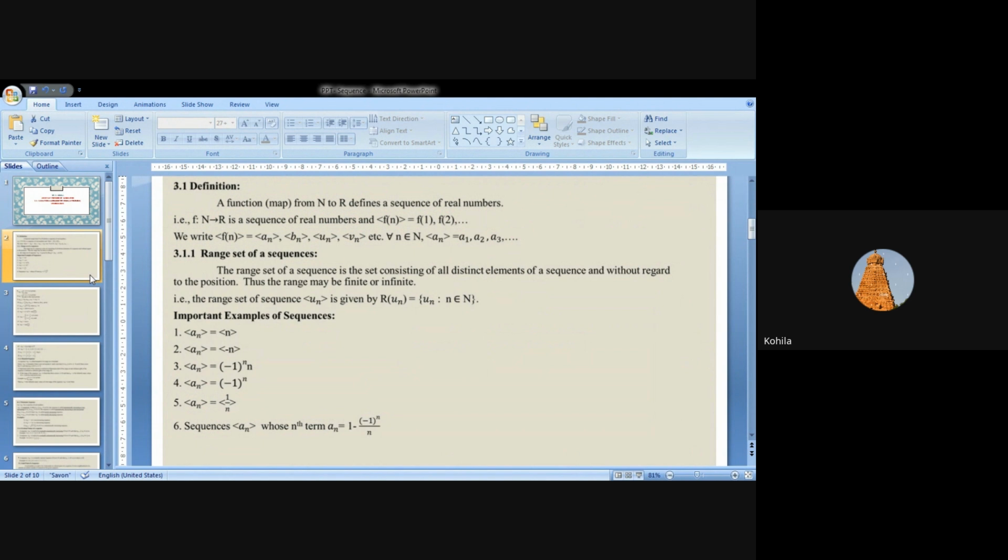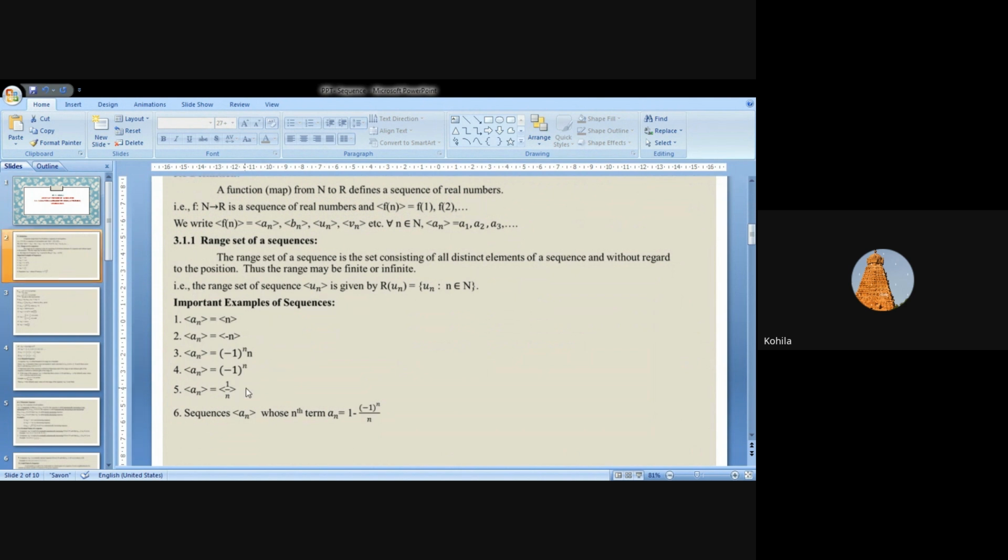The range set of a sequence is the set consisting of all distinct elements of a sequence with regard to the position. Let us see this notation, that is {u_n}. R of {u_n} represents the range set of the sequence u_n, which means u_1, u_2, u_3, etc., where n belongs to capital N. These are all examples of sequences.